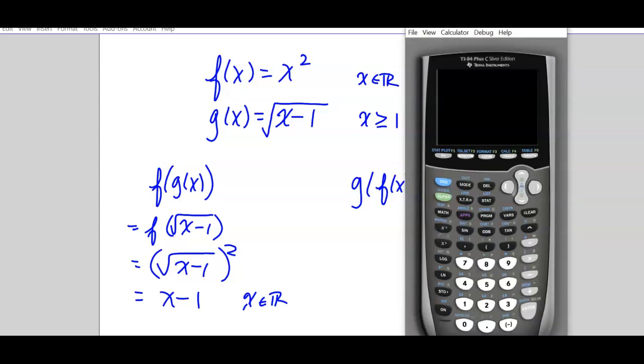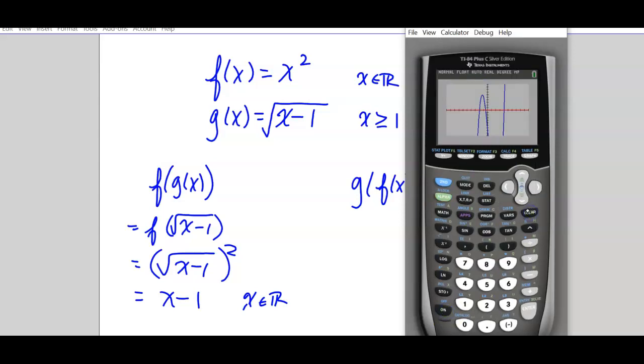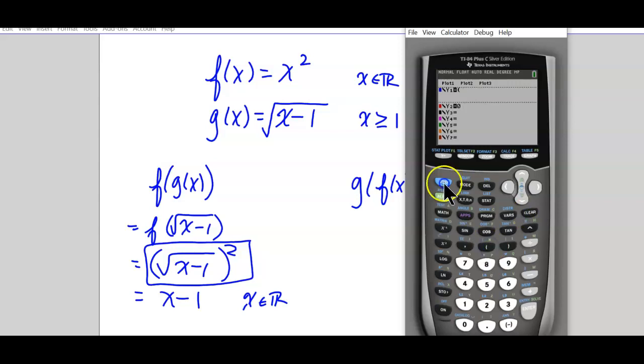But your calculator, if you put it in the unsimplified form, so if you put it in like this, it will figure out the domain for you. Well, I mean, it's not going to spit it out in that form, but you will see what it is. So bracket, square root, x minus 1, close the bracket and square it. So don't do any simplifying, just enter it. Noticing you'll only get part of a line, right? You get where x is greater than or equal to 1.